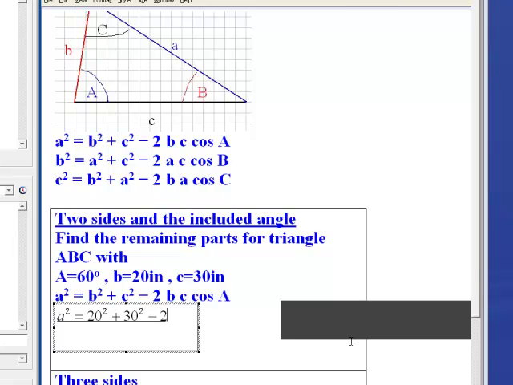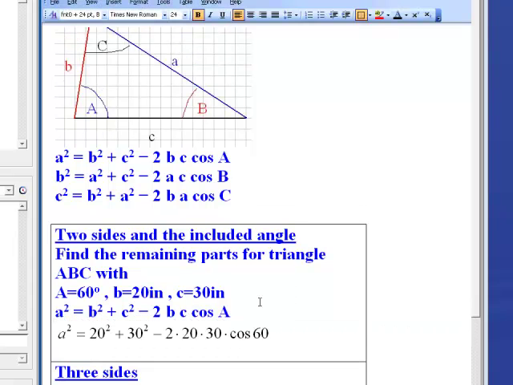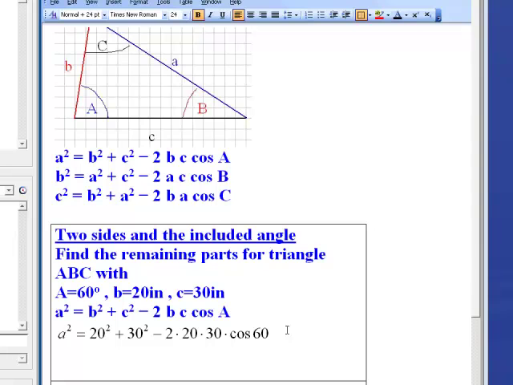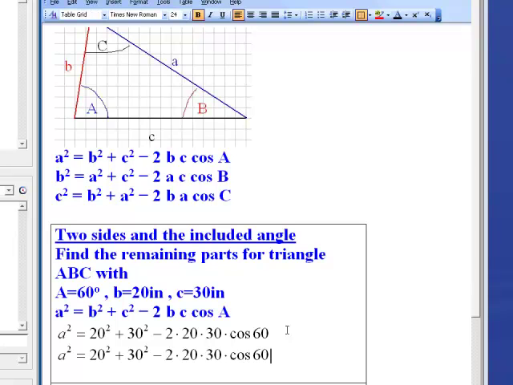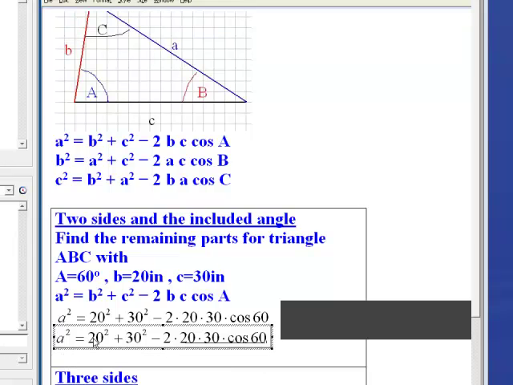minus 2 times 20 times 30 times cosine of the angle A, which is 60. Okay, and pretty much, of course, we're going to do just one algebra step of taking the square root on the right-hand side. Let me write these down here first.